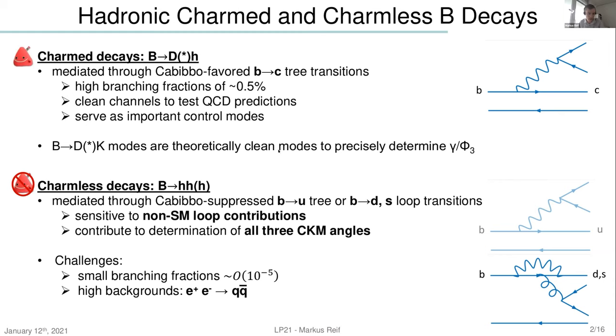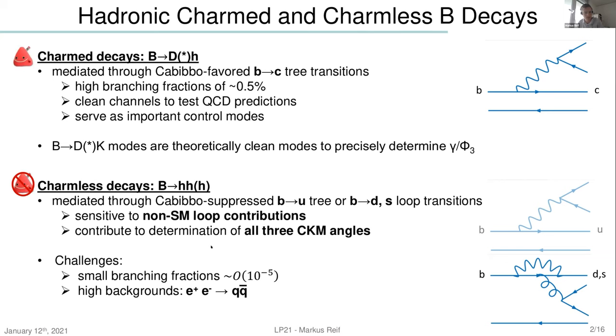Charmless decays, on the other hand, are B2 light hadrons, so kaons or pions. Here we have to transform a B2U quark, which can happen on tree level, but it's Cabibbo suppressed, or on loop level, transform a B2 a D or S. Because of this Cabibbo suppression on tree level, these loop contributions are the dominating ones in those decays, which makes them very interesting, because in these loops we can have new physics effects entering, so we should be sensitive to measure those. Also, we can contribute to the determination of all of the CKM angles, because we can have any quark transition here.